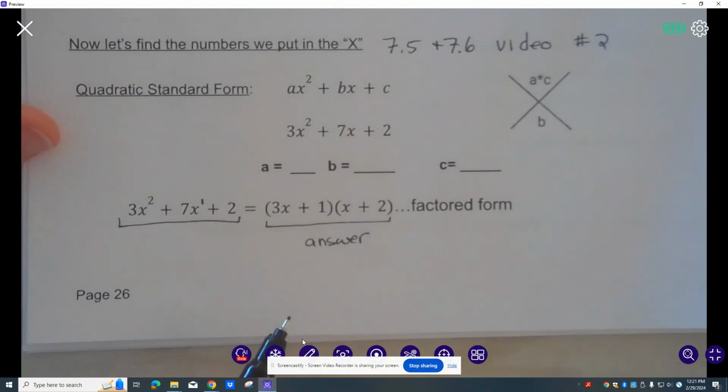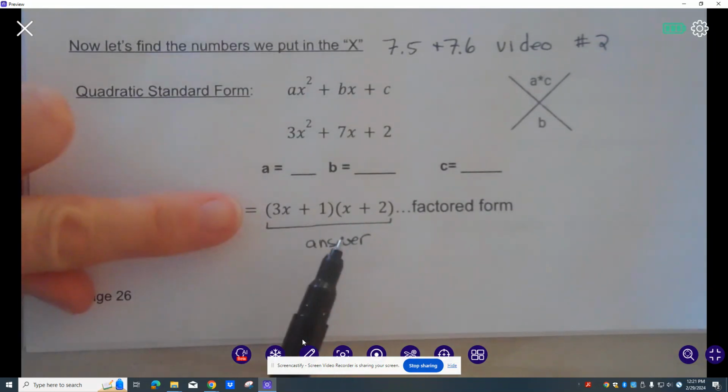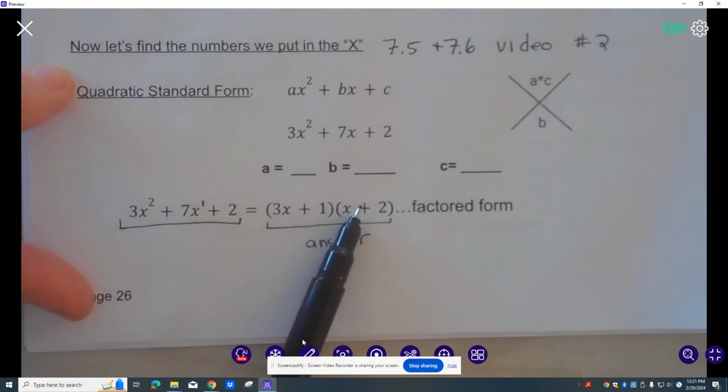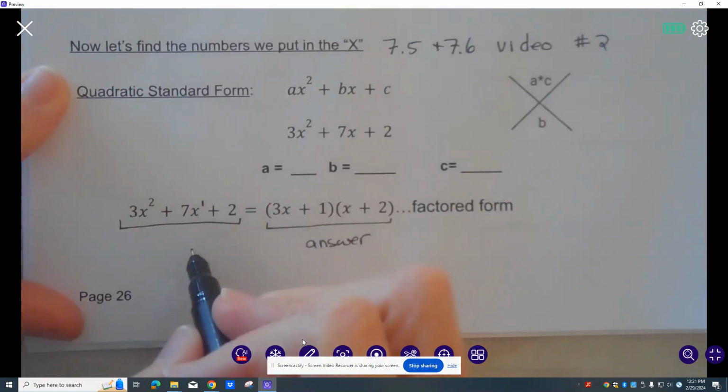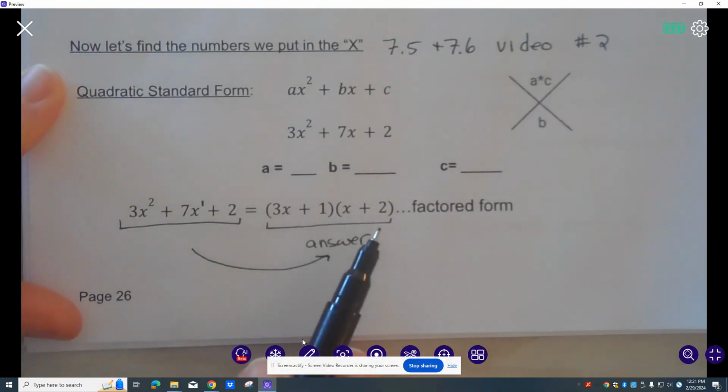So it is the opposite of what we did in section 7.2. In section 7.2, you were given 2 factors. You drew a box, put the factors on the outside, filled the box, did the multiplication, and simplified, and that is what your answer looked like. Now we're going the other way. So this is what your answer will look like.